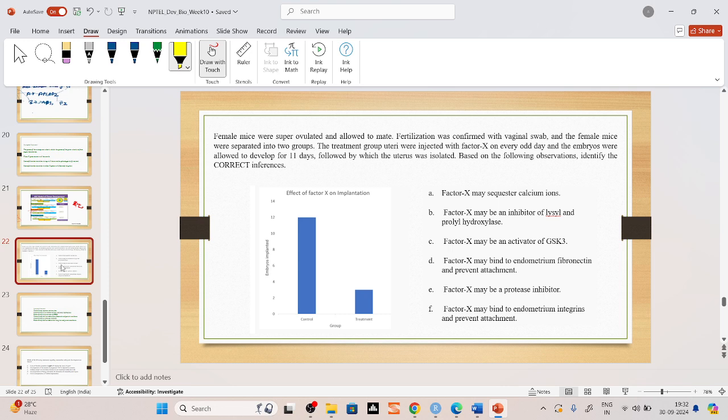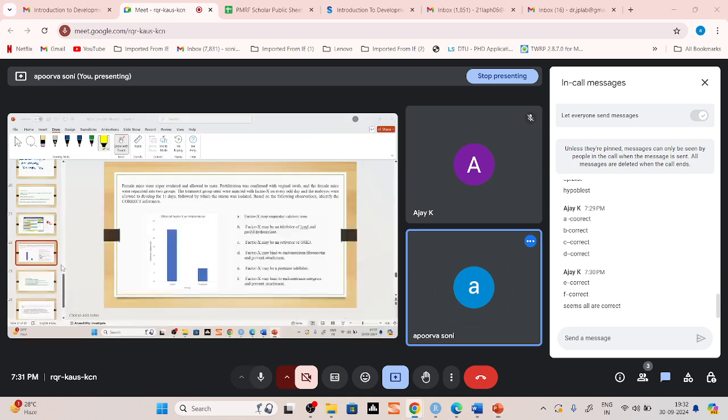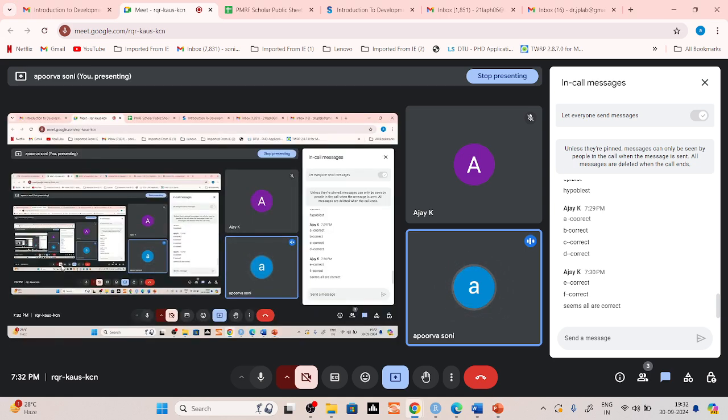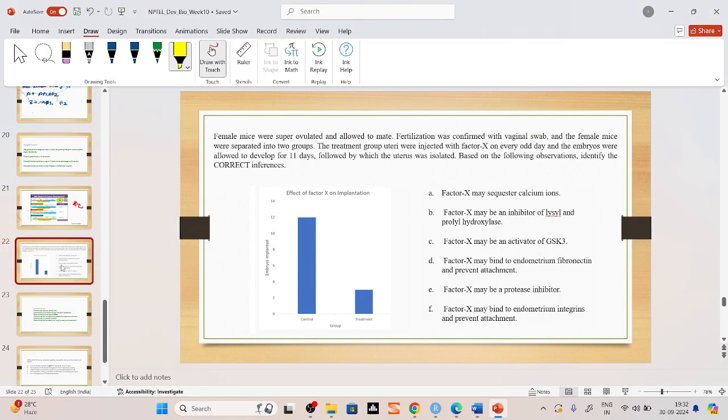Female, what is given in the question is that a female mice was superovulated. Superovulated, what is the meaning of superovulation? Can you tell me? What is superovulation?